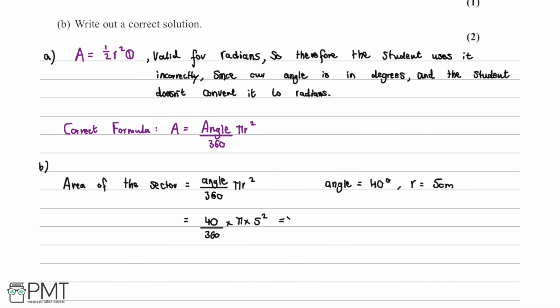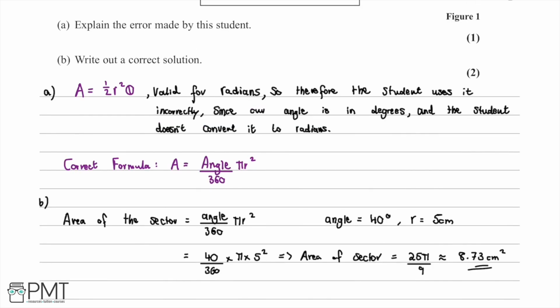And then putting this into our calculator, we get that the area of the sector is going to be equal to 25 pi divided by 9, and this is approximately equal to 8.73 centimetres squared. So now we'll take a look and see where we gained our marks in this question.